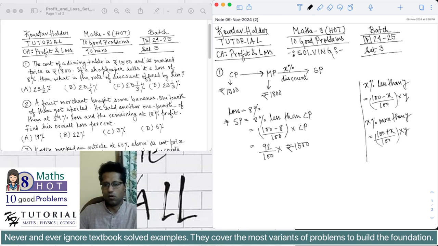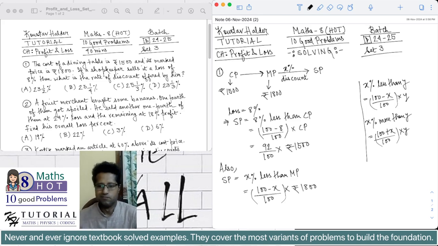Now also, from the fact that there is a discount of x% as per our assumption from the mark price, we can also calculate the selling price based on the mark price and the x% discount. That is, we can say selling price is also equal to x% less than mark price. This is equal to 100 minus x divided by 100 whole multiplied by the mark price, which is given to be 1800.